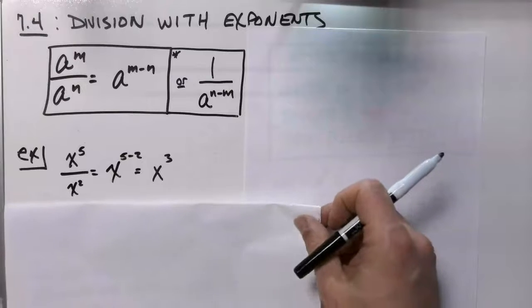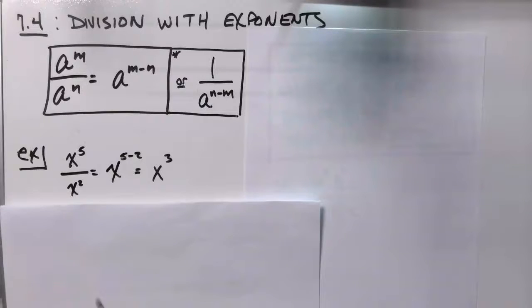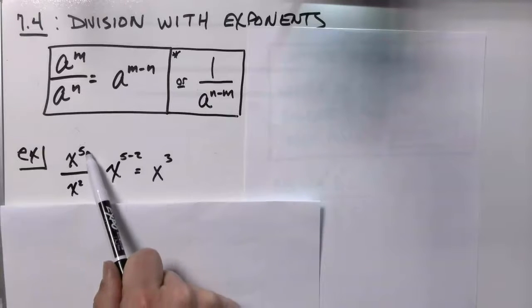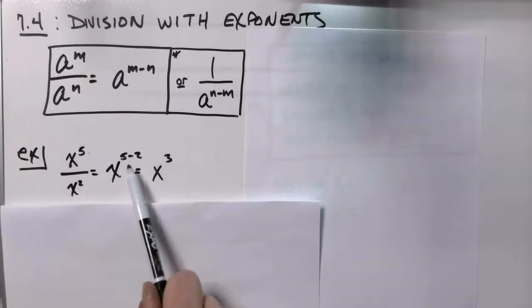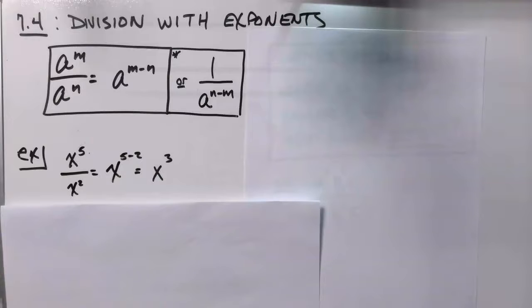So let's look at this first one here, the basic rule that is x to the fifth over x squared. Well, if we apply the rule, we say, oh, well, it's going to be the exponent in the numerator minus the denominator, so 5 minus 2 is equal to x cubed.